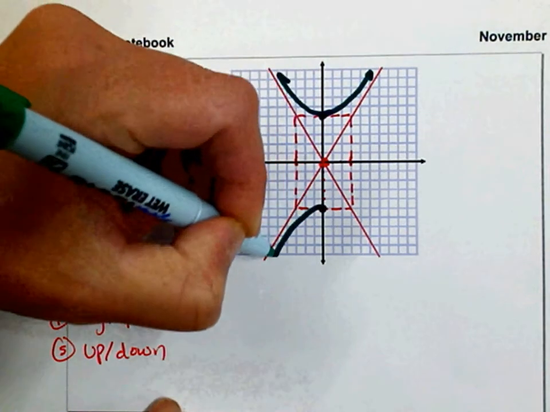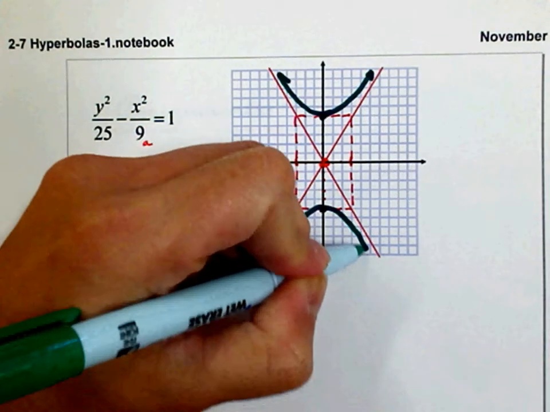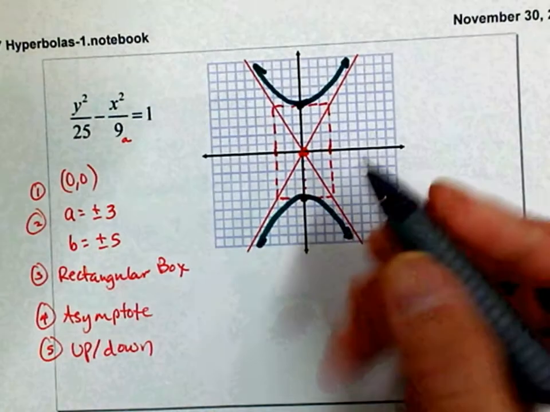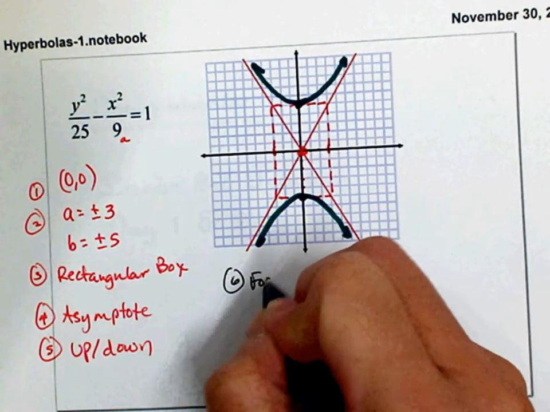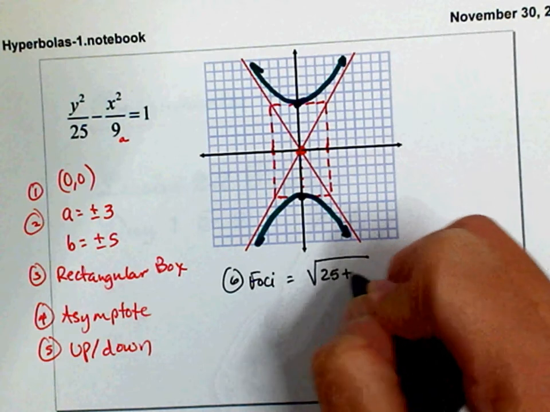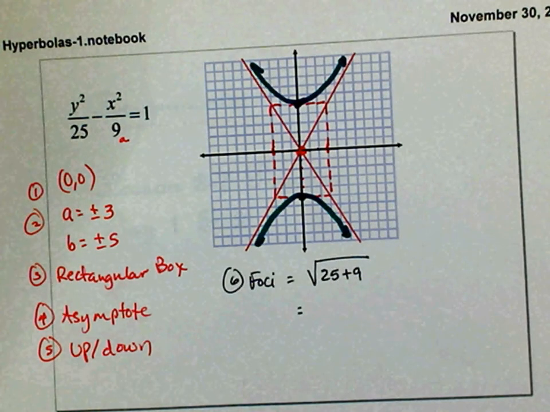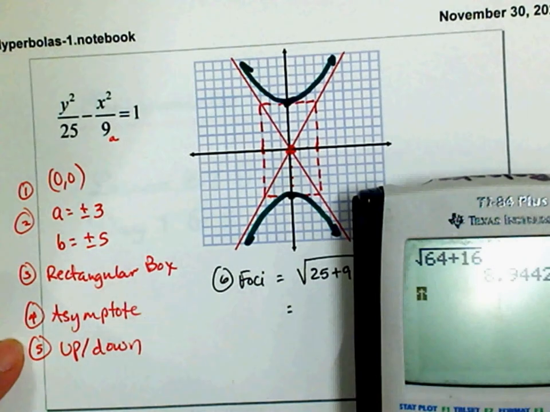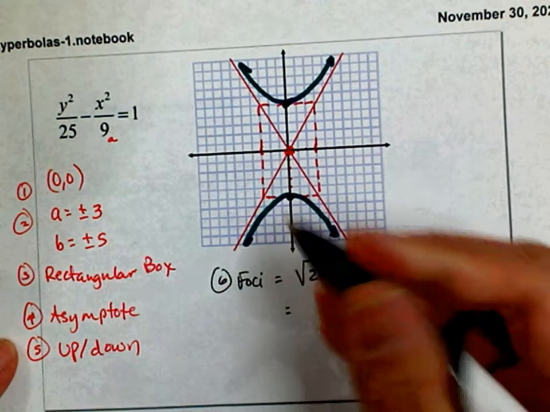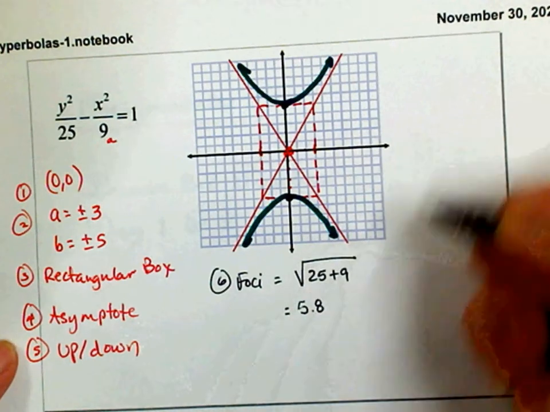So I'm teaching you the ellipse. Okay? How do you find the fundamental rectangle? You found it. Now, if your foci is square root of 25 plus 9. What is 25 plus 9? It comes out to be 5.8. Goes in the direction 1, 2, 3, 4, 5.8.